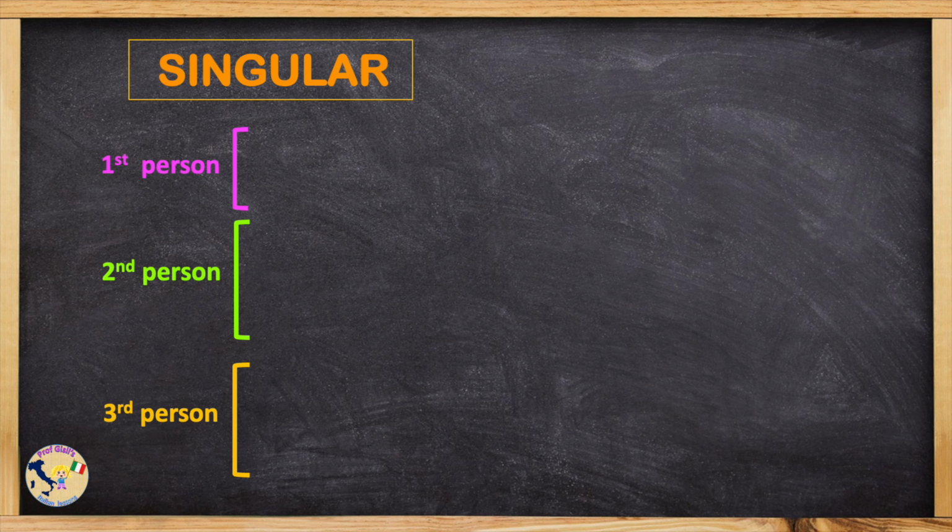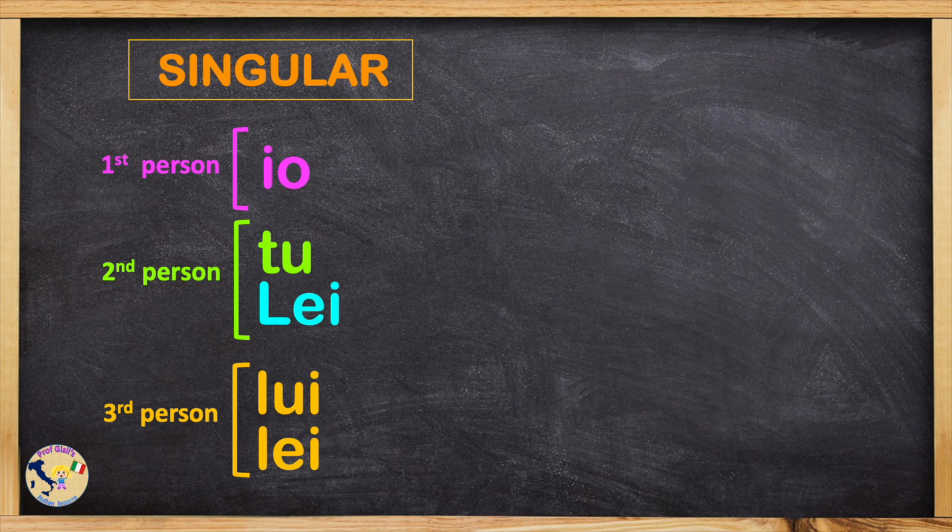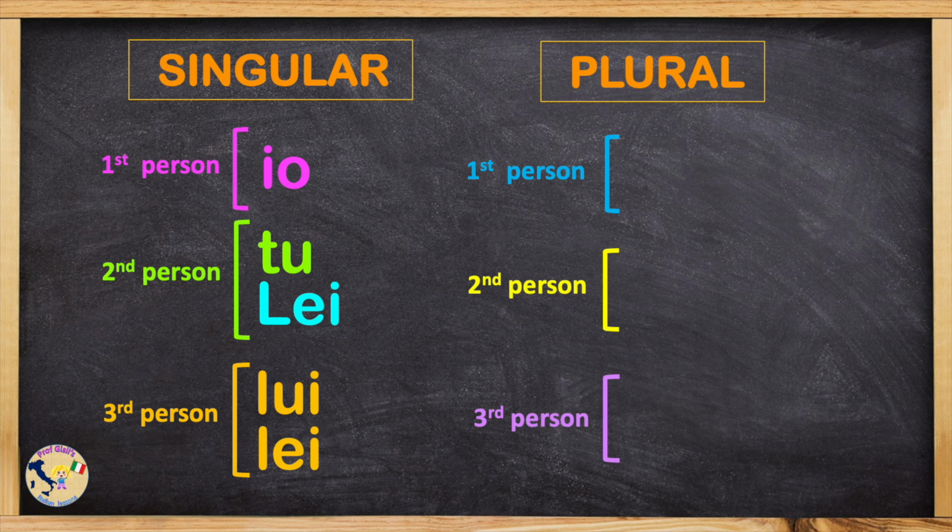Now your turn to practice subject pronouns. Repeat after me, singular first. Io, tu, lei, lui, lei. And now the plural. Noi, voi, loro.